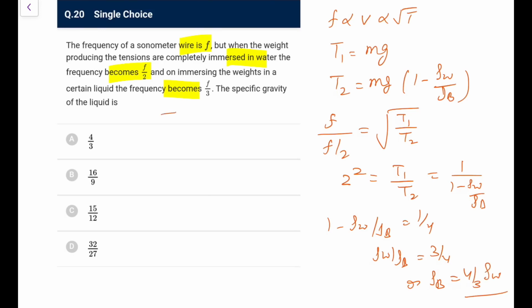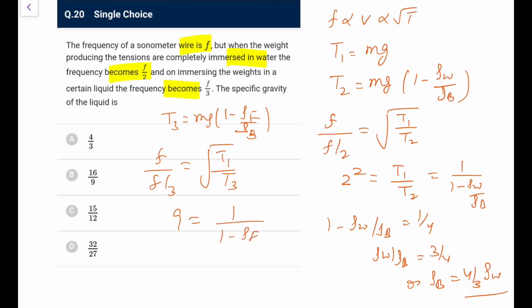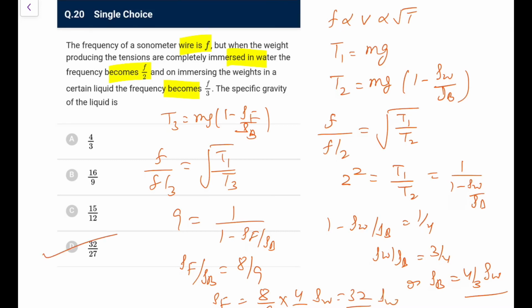Now similarly, T3 will become mg times 1 minus rho of fluid by rho of body, and if I compare the initial f and this f by 3, that would be equal to root of T1 by T3. So again 9 would be equal to T1 by T3, so that would be 1 upon 1 minus rho of fluid upon rho of body. So from here you can say rho of fluid upon rho of body will come out as 8 by 9. So the rho of fluid is 8 by 9 times rho of body, which is 4 by 3 times rho of water, which is 32 by 27 rho of water. So specific gravity is 32 by 27.